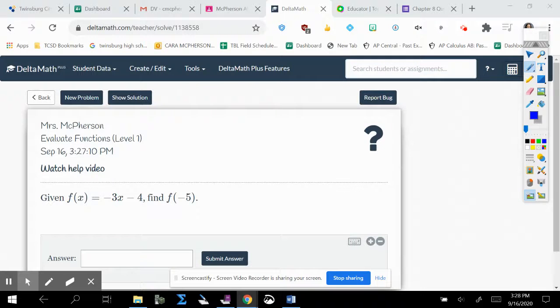So I want to review from Algebra 1 what function notation is and how we evaluate functions. And I figured the best way to do this is to show you what happens in Delta Math. So in Delta Math, this is evaluating functions.